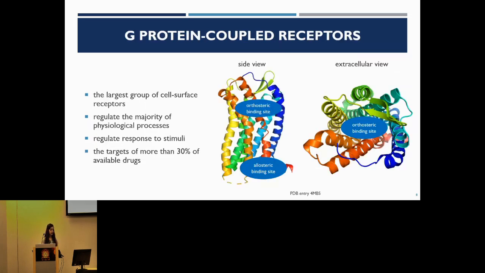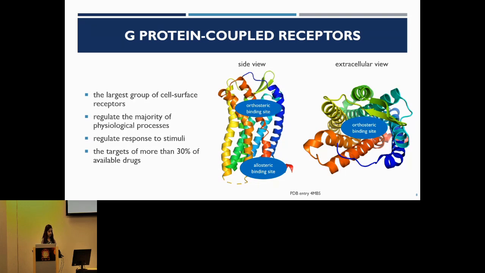Now, moving on to the more biological aspect of our research, G-protein coupled receptors, or GPCRs, constitute the largest group of cell surface receptors, and they regulate the majority of physiological processes. They're composed of an extracellular N-terminal, 7 transmembrane alpha helices, an intracellular 8th helix, and an intracellular C-terminal.